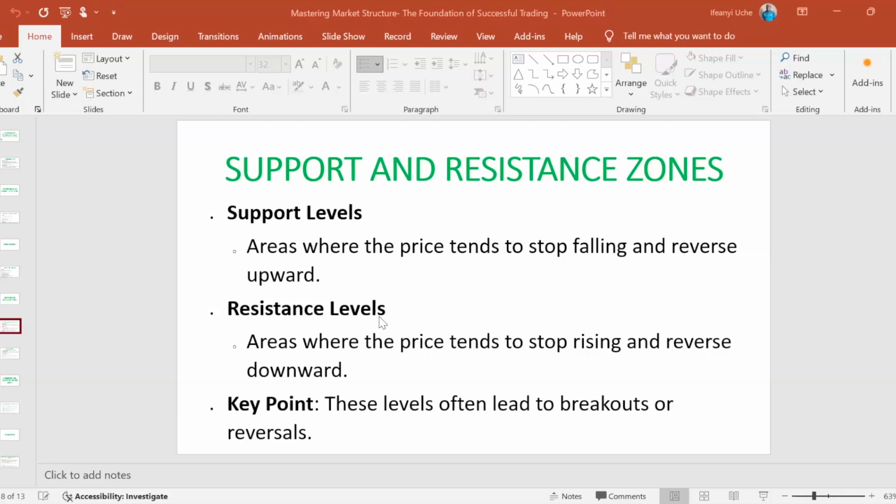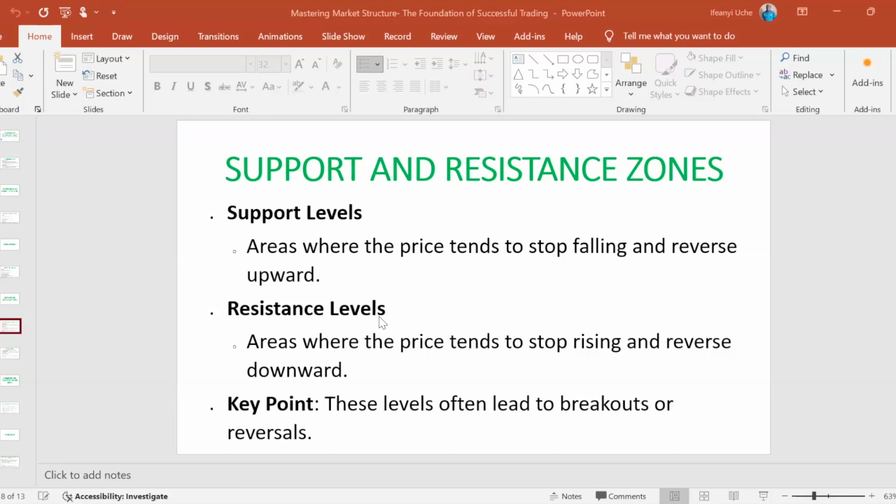When you throw a ball up and it drops, it's coming down because of the force of gravity, it bounces on the floor and then rises up. That floor has given it support, preventing it from falling deeper. While resistance levels are areas where price tends to stop rising and reverse downwards, supports are areas where price tends to stop falling and reverse upwards. Now, the key point here is that these levels often lead to breakouts or reversals. That's why I told you I'll tell you about one of the things that happen around support and resistance areas.